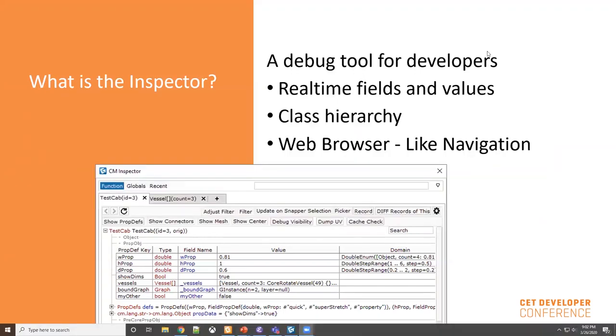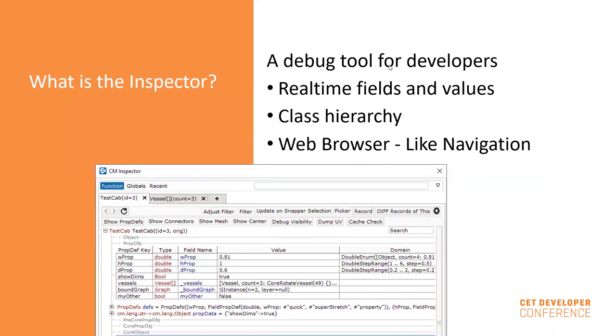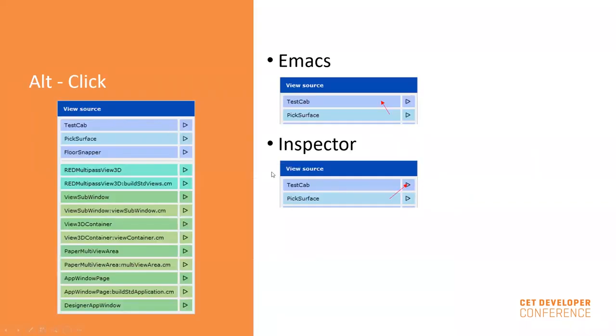I think I can pull this up on the left. Okay, so what is the inspector? The inspector is a debug tool for developers. So this will have real-time fields and values in it. It'll show a class hierarchy, and we wanted to make the navigation field kind of like a web browser. So you can already see at the bottom here some of the tabs and the plus, and how to access it.